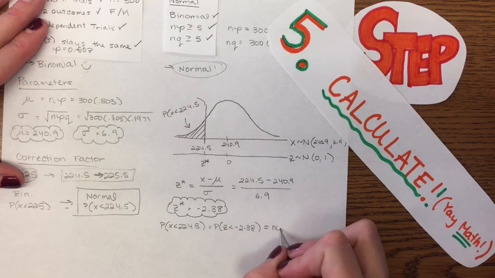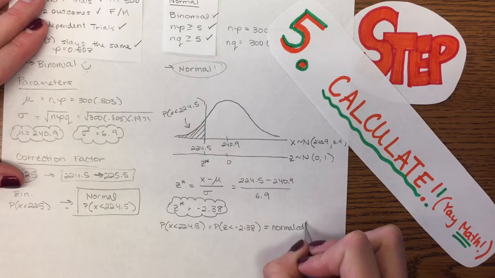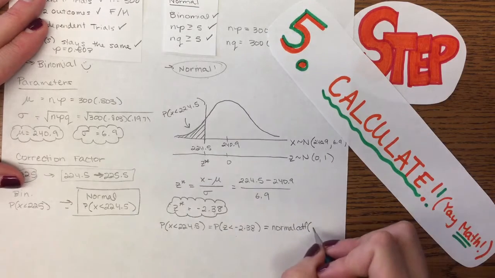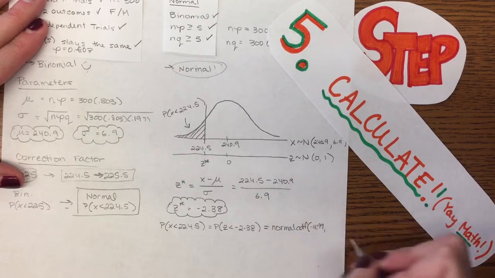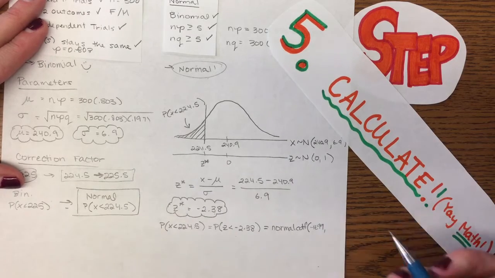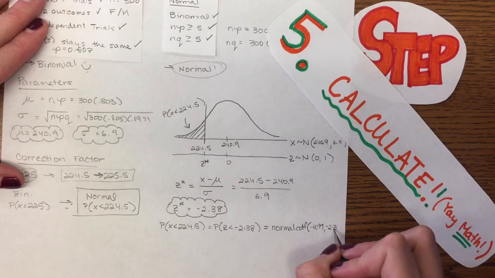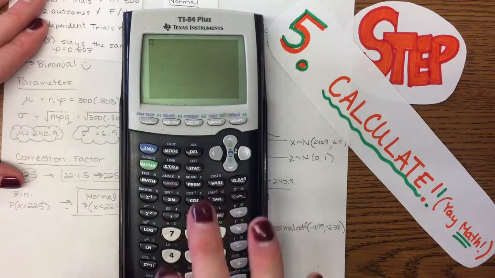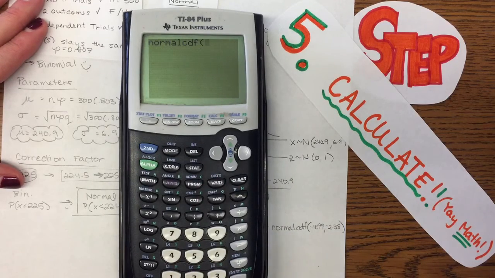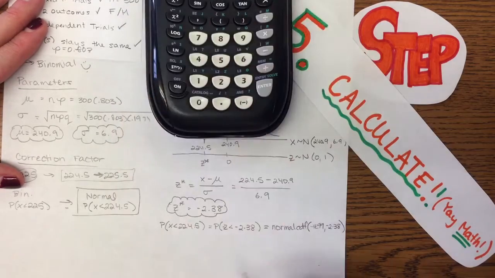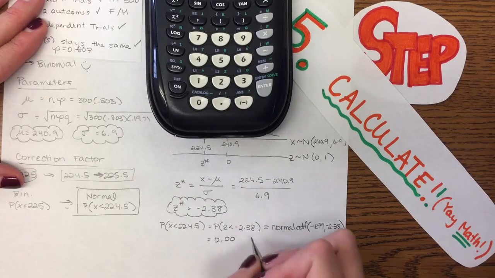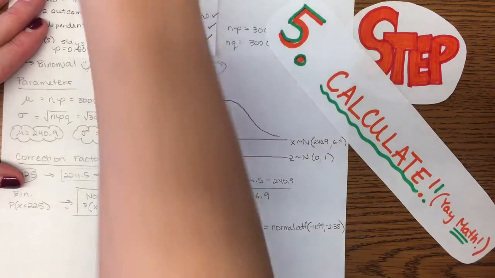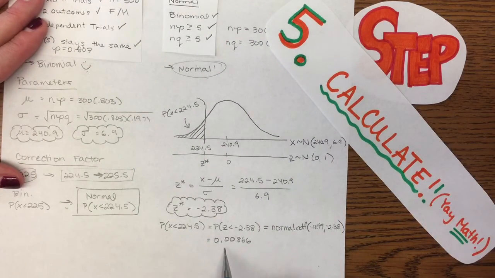So when I'm calculating that on my calculator, that is normal CDF. My left limit is negative infinity, which we don't have, so that's negative 1e99. And my right limit is going to be z star, which is negative 2.38. I'm going to include a mean of 0 and a standard deviation of 1. So I go into my calculator, normal CDF, negative 1e99, and the right value is negative 2.38. And I get 0.00866 as my value. So this is what my calculator gave me.